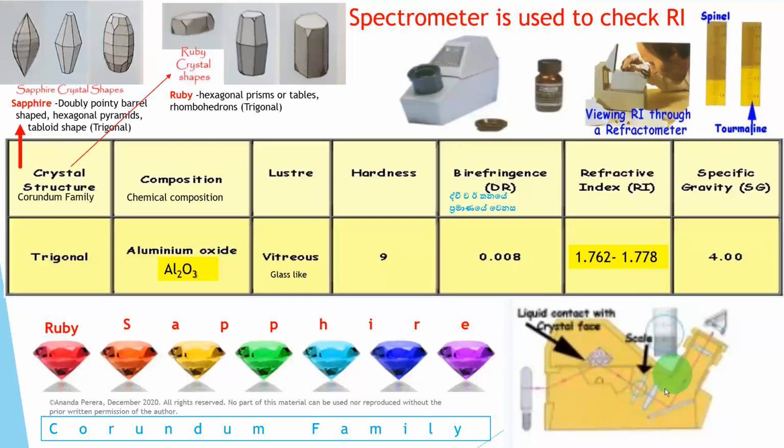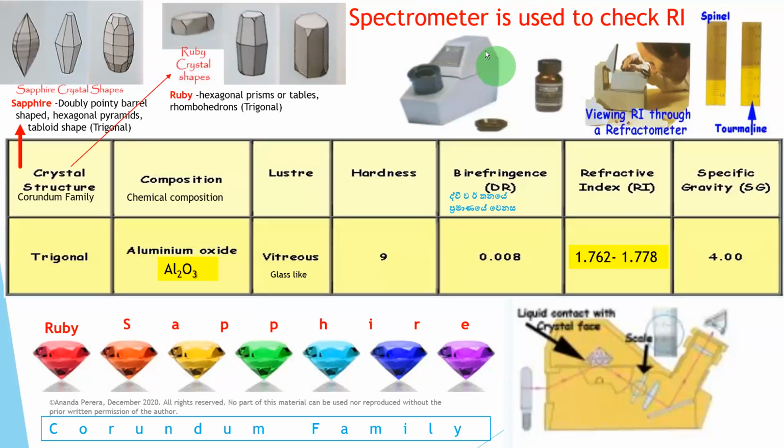Now here, I am starting from here. This is the place I need to start. This is the refractometer. This is the reading. Look at this diagram also. And this is the liquid we use, methylene iodide.